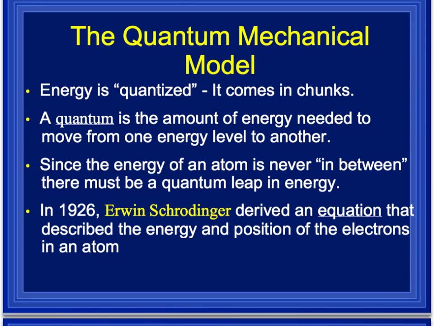Then, after the Niels Bohr model, we came up with this idea of the quantum mechanical model. And this is where we said that energy is quantized, it comes in chunks. And then we said a quantum is the amount of energy needed to move from one level to the next level. We just saw that on the last slide. And since the energy of an atom is never in between, there must be a quantum leap of energy.